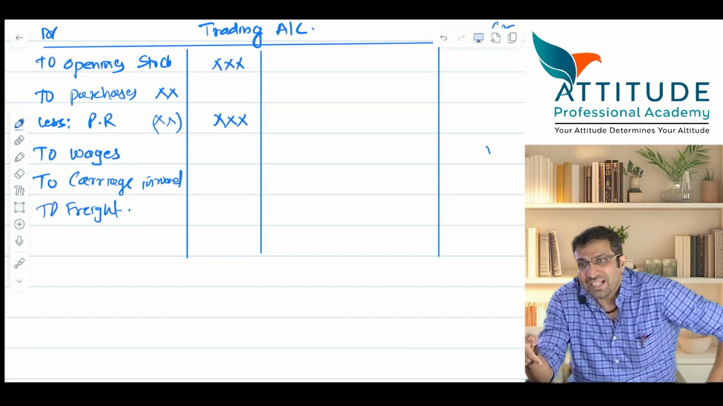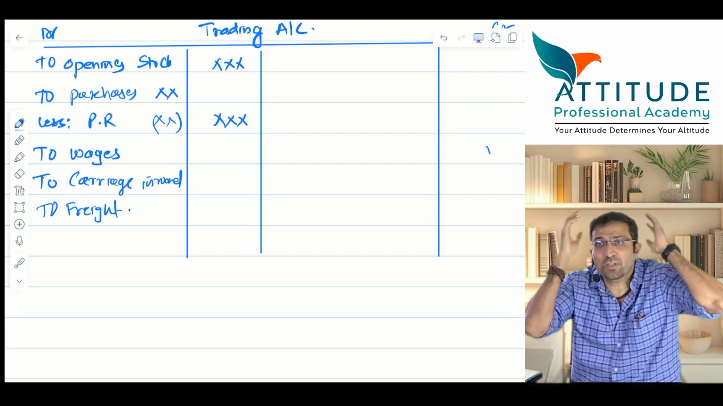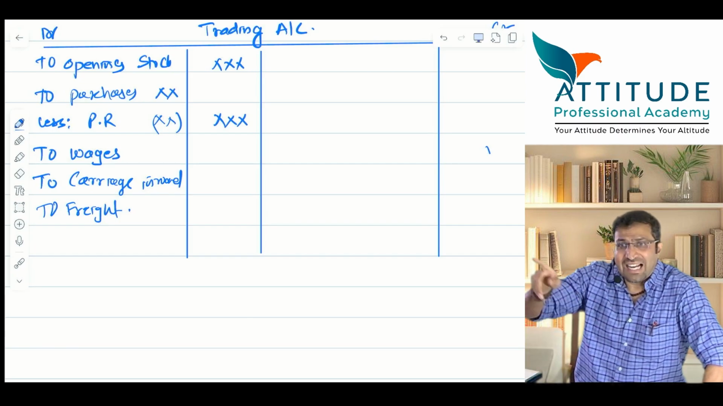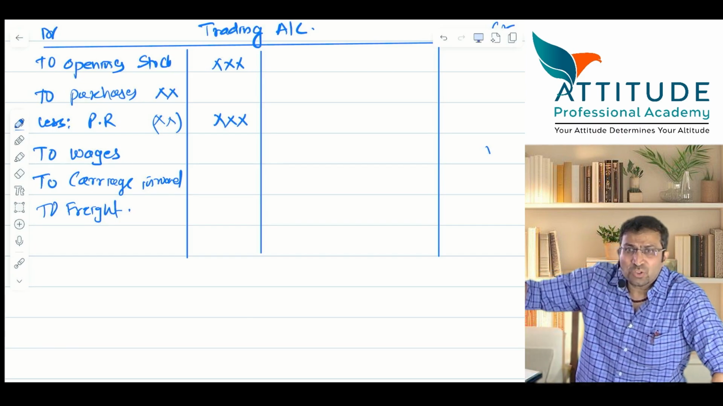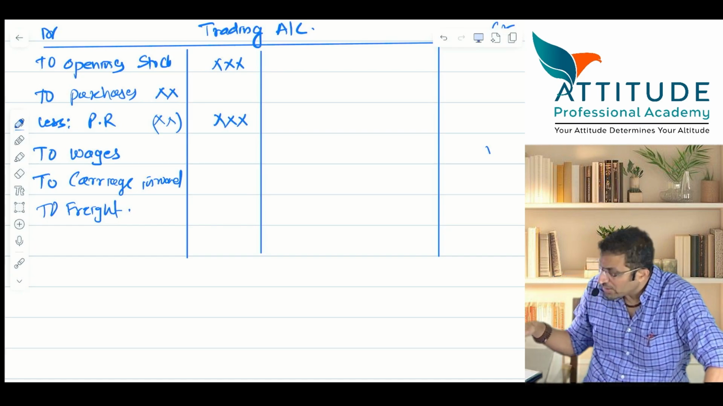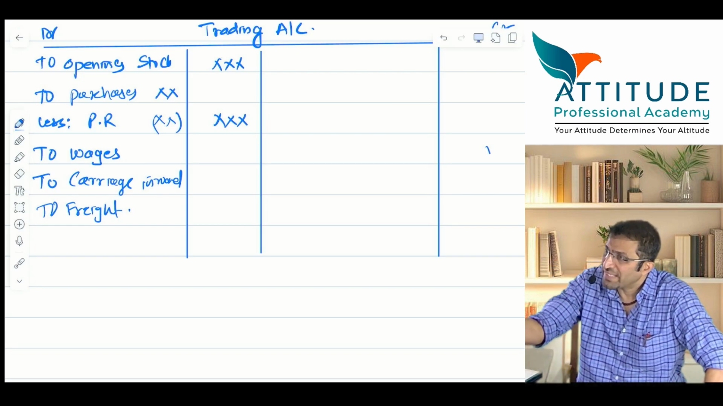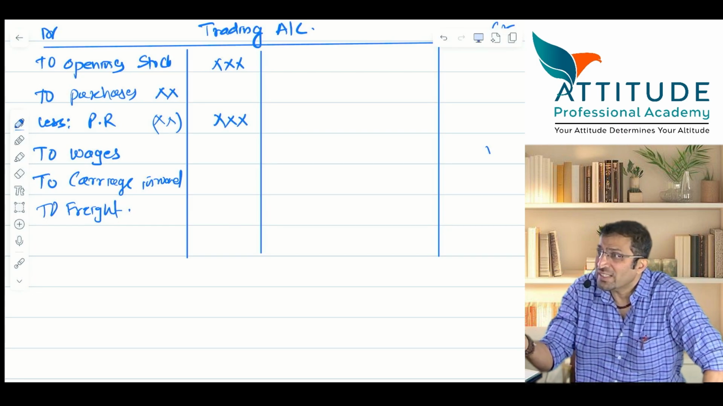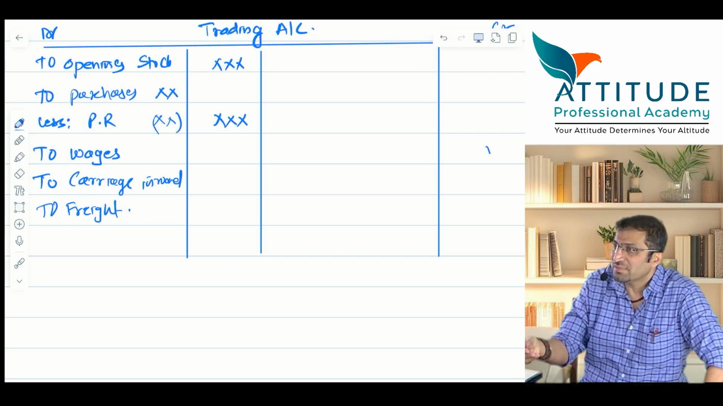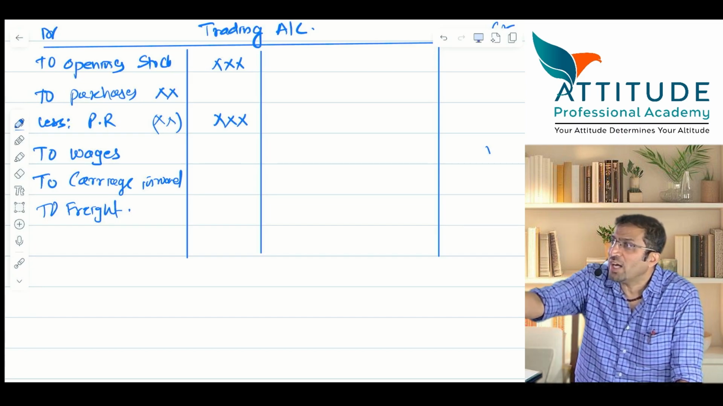Now the goods come down to Belgaum. Where should I keep it? I should put it in the godown. So unloading charges are also related to purchases. And then the goods should come to your shop. You pay some transport charge. Carriage inward. Goods are coming into your shop. Carriage inward. Understood? All these are the expenses related to your purchases.